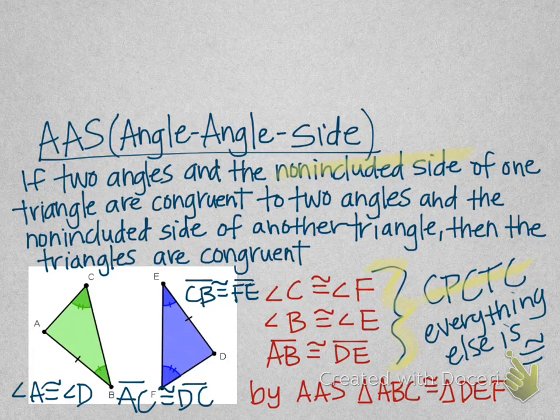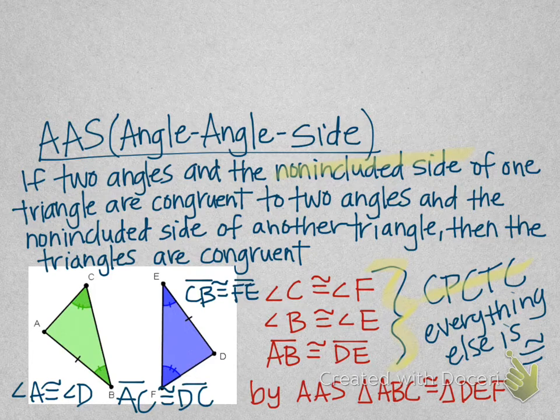So since we have the non-included side, AB and DE, we have to use AAS for this instead of angle, side, angle, or ASA. So since we do have those things, we can conclude that triangle ABC is congruent to triangle DEF. Now, the CPCTC thing means that once I've said that triangles are congruent, then I can conclude that all of their other corresponding parts are congruent.